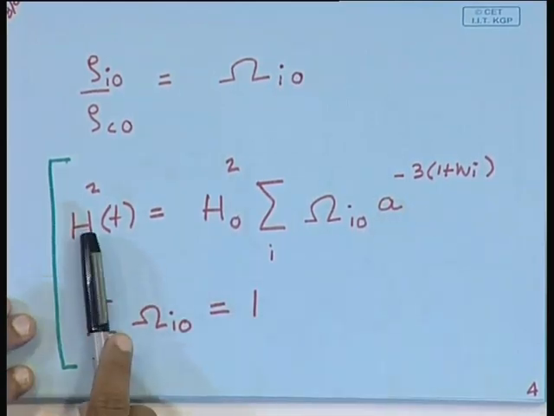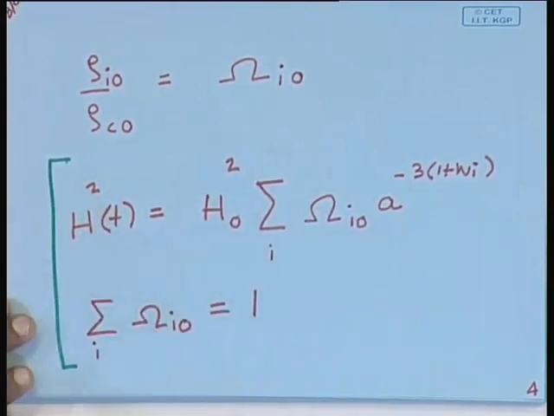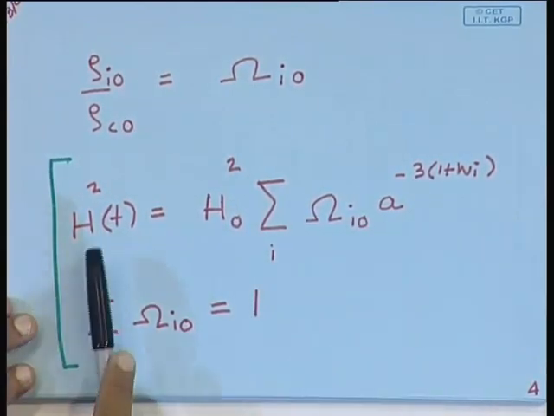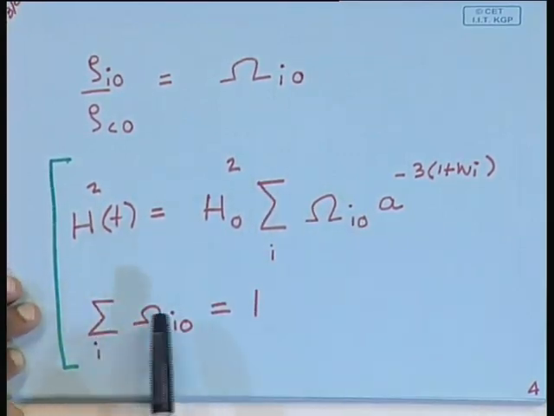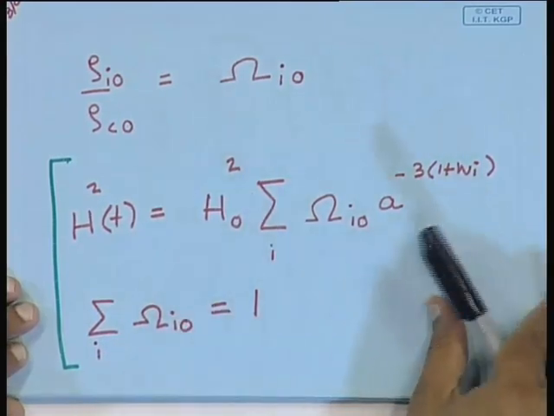And then if you apply this equation at the present epoch, you have H naught square and H naught square here. So, you are led to the equality that the sum of all these omega i's, the sum of all the density parameters, is equal to 1.